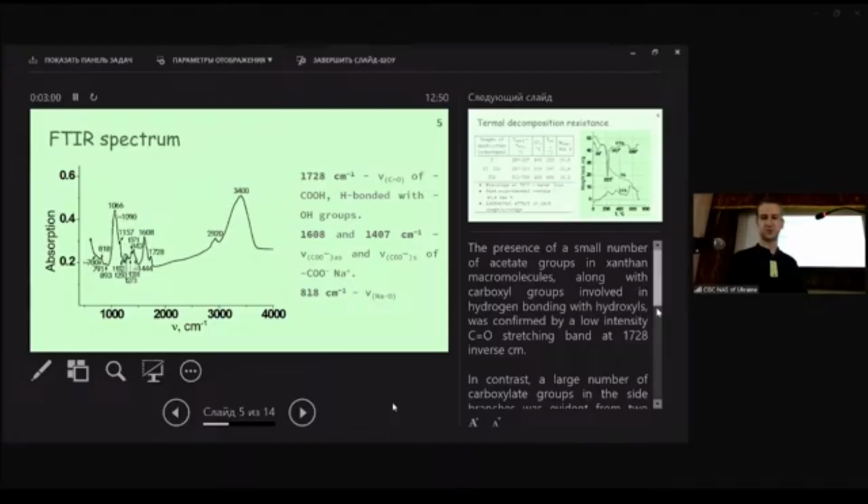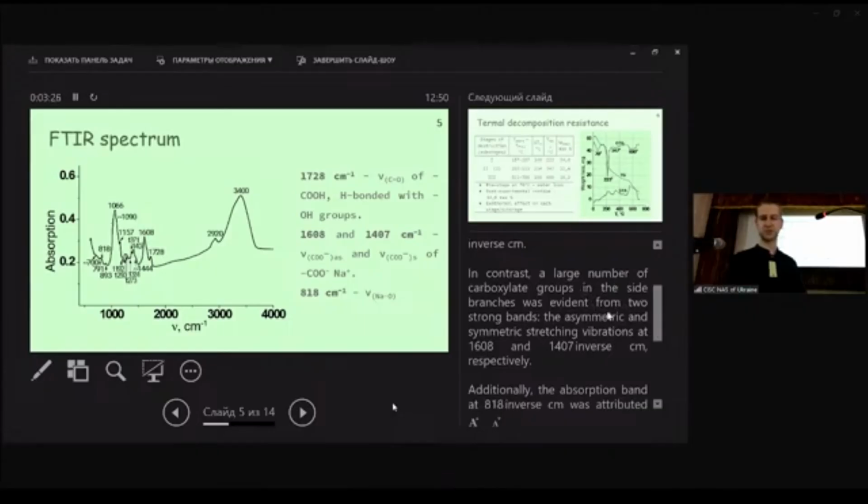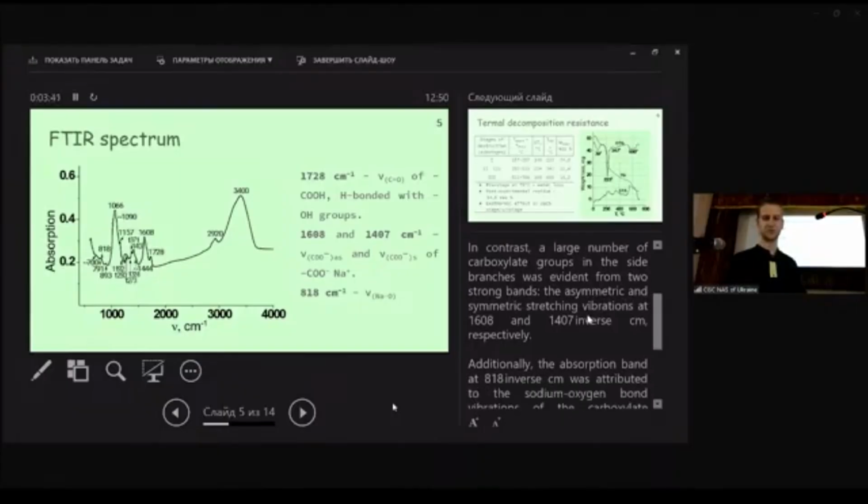The presence of a small number of acetate groups in xanthan macromolecules, along with carboxyl groups involved in hydrogen bonding with hydroxyls, was confirmed by a low-intensity CO stretching band at 1728 inverse centimeters. In contrast, a large number of carboxylate groups in the side branches was evident from two strong bands, the asymmetric and symmetric stretching vibrations at 1608 and 1407 inverse centimeters, respectively.